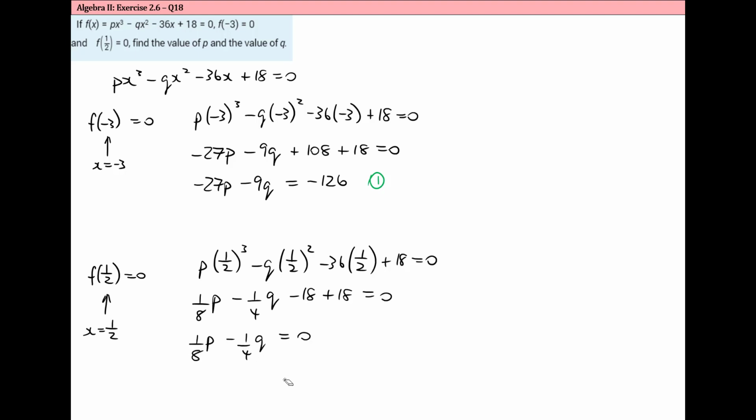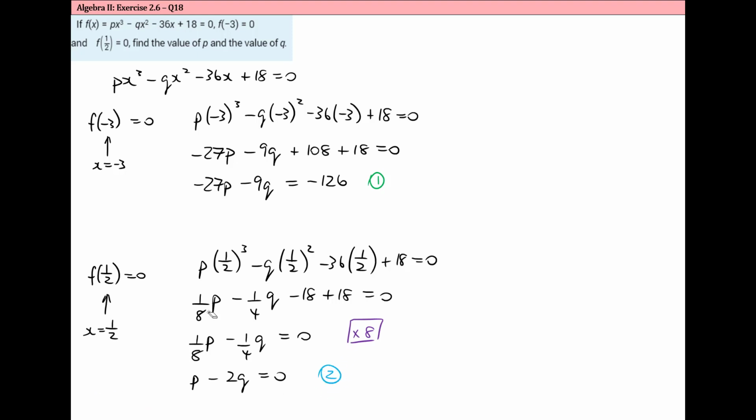We can see that minus 18 plus 18 will be 0, so we have an eighth p minus a quarter q equals 0. And just to get rid of the fractions in this equation, I'm going to multiply across by 8 to give me an equation of p minus a quarter times 8 is 2, q equals 0. And I'm going to label this equation 2.